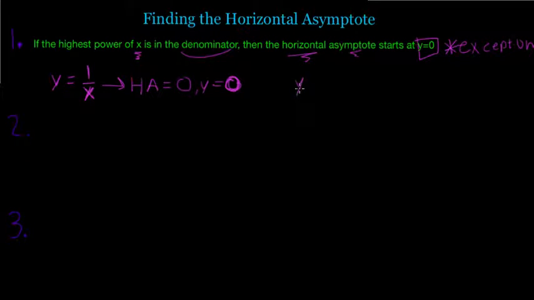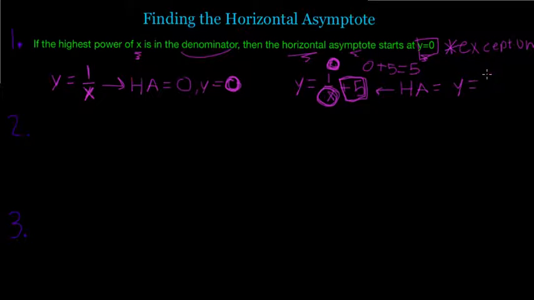Now, if your equation is y is equal to 1 over x plus 5, the horizontal asymptote is not y is equal to 0, even though the highest power of x is in the denominator. You see, since there's a plus 5 here, we're going to have to add that to the original 0. So 0 plus 5 is equal to 5, which means that the horizontal asymptote of this equation is y is equal to 5.